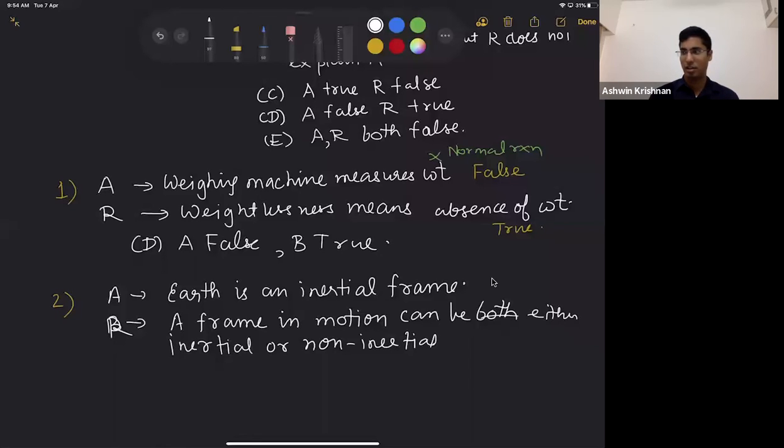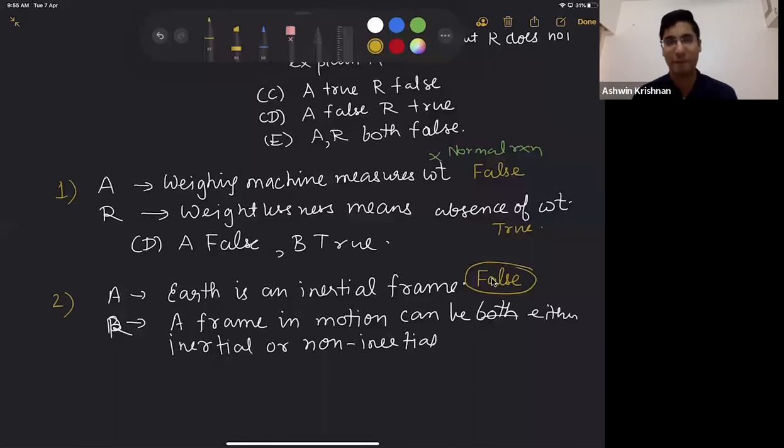Okay, I can see a lot of A's, a lot of B's, some C's, and some D's. Okay, so let me tell you again, these are all trick questions. First question, Earth is an inertial frame. False.